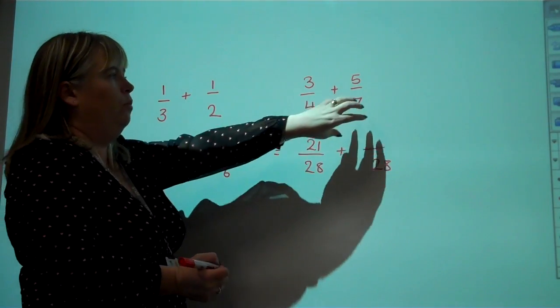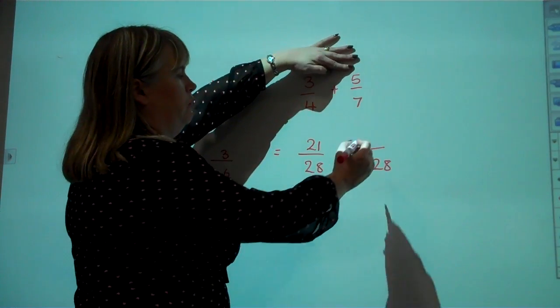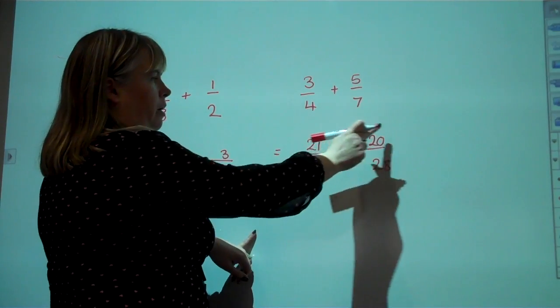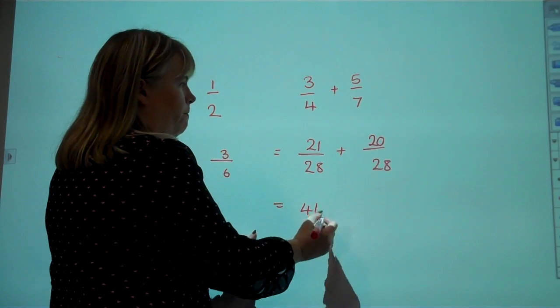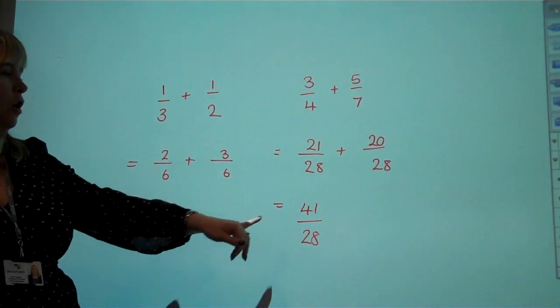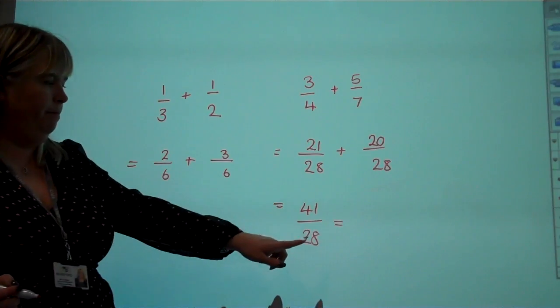Got 21. What do you multiply 7 by to get to 28? 4. Do the same to the number on the top. You've got 20. 21 plus 20, you've got 41 out of 28. So you've got a top-heavy fraction, so you can change that to a mixed number.